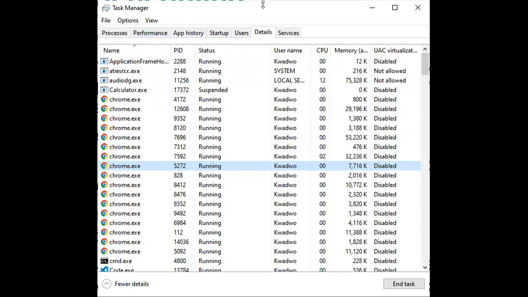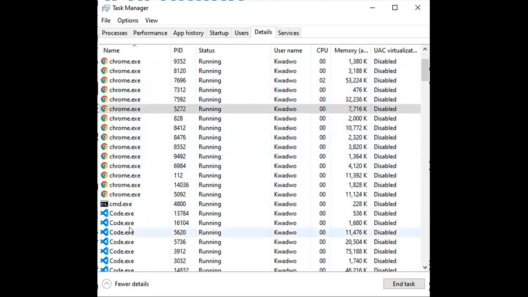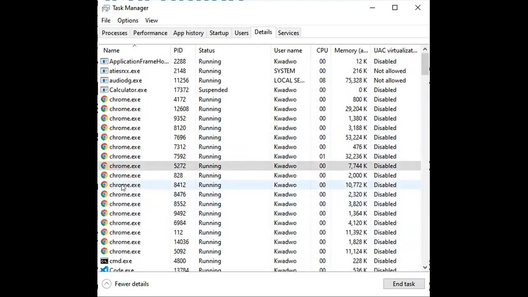Yes, sir. Great. If I go to the details tab, I will see all the tasks or jobs that are running in my computer system. So you can see I have application frame host, audio DB, calculator, Chrome. This is how many tabs I have opened, then code, then conhost, and all these are processes or jobs that are running in my computer system. If you look at their status, they are running. And then they have their process IDs.